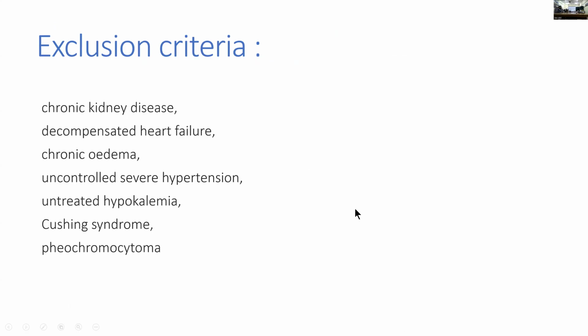They have some exclusion criteria. So chronic kidney disease, decompensated heart failure, chronic edema, probably because they may not tolerate the 2 liter saline suppression test. They also have taken people with uncontrolled hypertension, untreated hypokalemia. Untreated hypokalemia might interfere with the aldosterone assay, and other causes, Cushing's and pheochromocytoma.